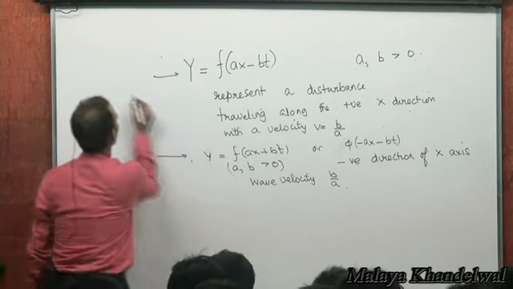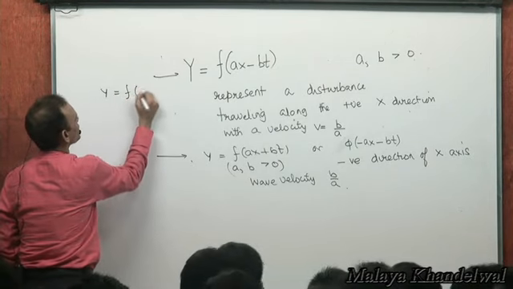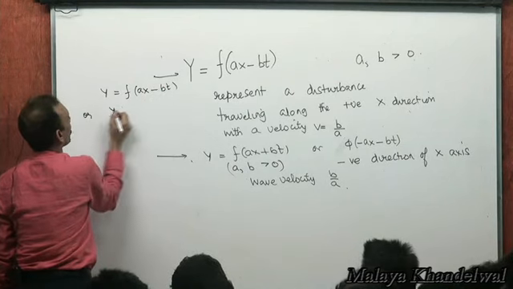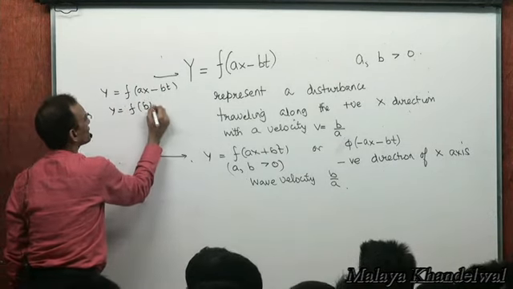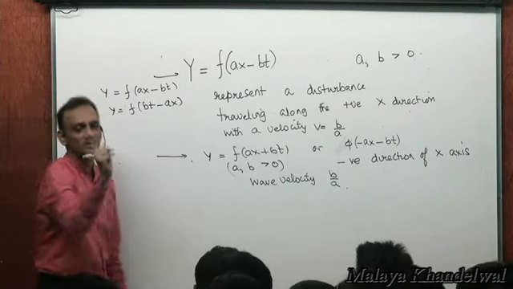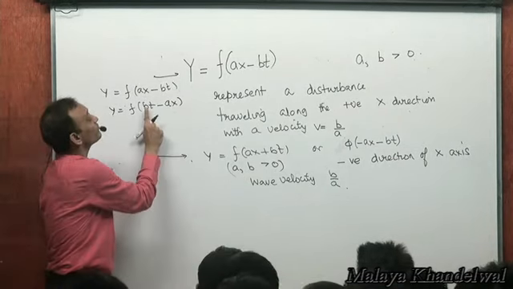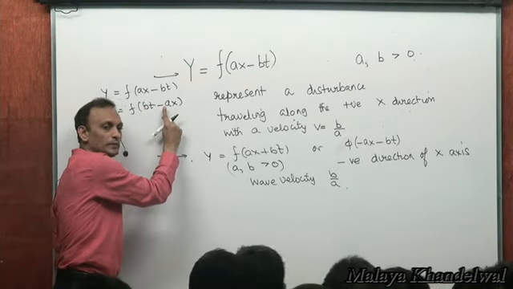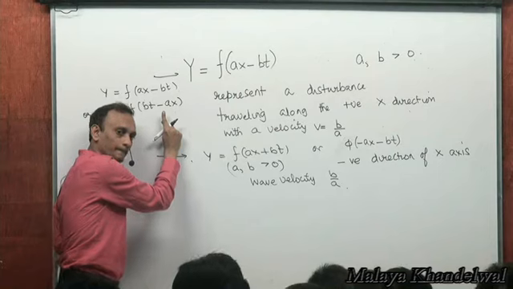So when I say y is f of ax minus bt, or y is f of bt minus ax, both will represent a wave traveling in the positive direction of the x-axis with wave velocity being b divided by a, right?